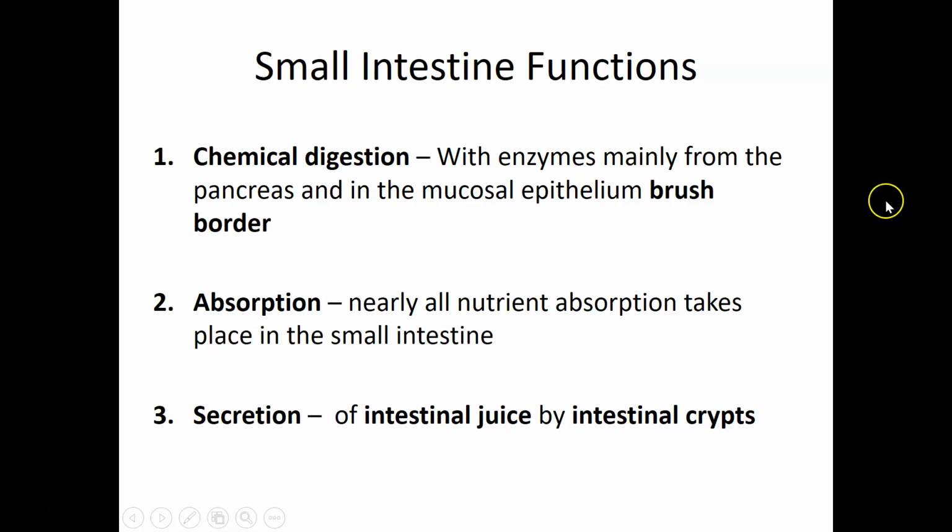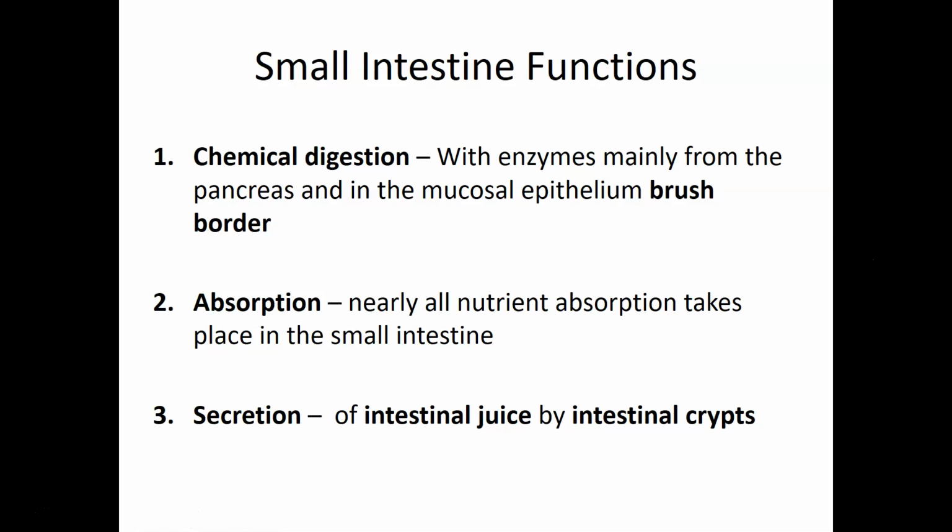That's the main site. So chemical digestion is one of the main functions, and the enzymes for chemical digestion are coming from 2 main sources. One is secretion from the pancreas that's going to go into the lumen of the small intestine. And the other is from enzymes that are embedded in the plasma membrane of cells in the mucosal epithelium of the wall of the small intestine. These are called the brush border enzymes, and the reason for that name will become apparent in a future slide. That's one key function, chemical digestion.